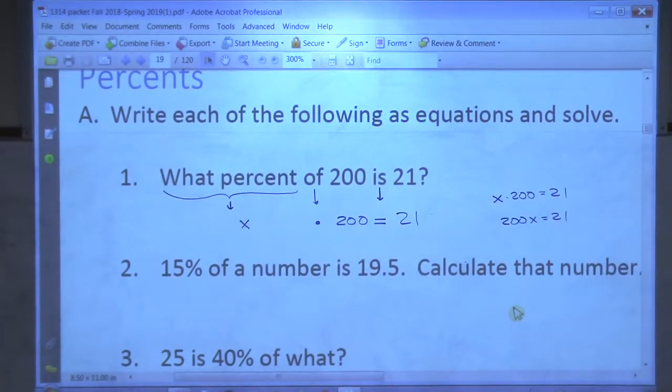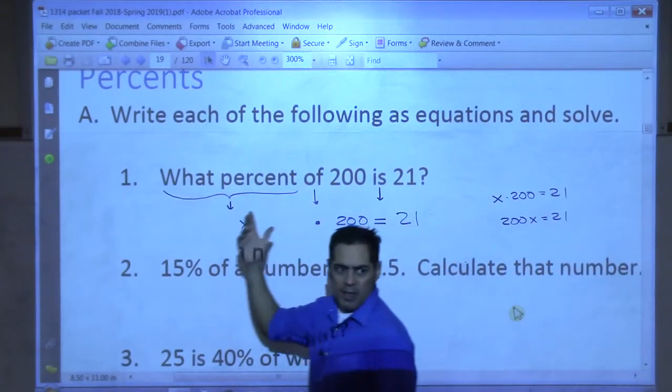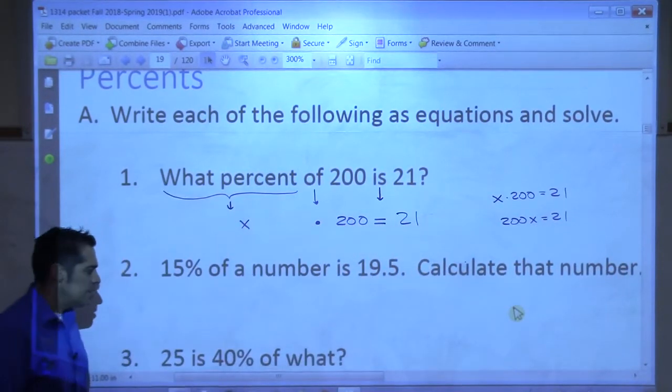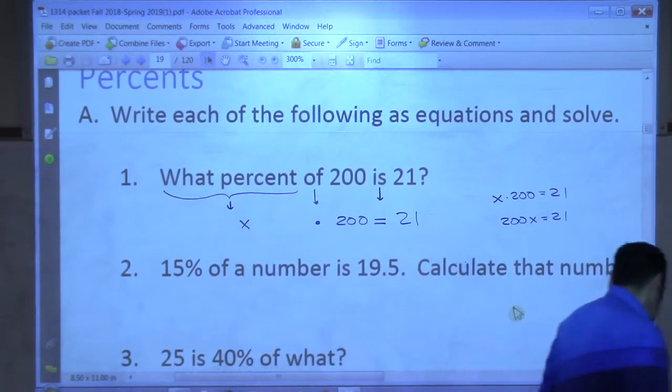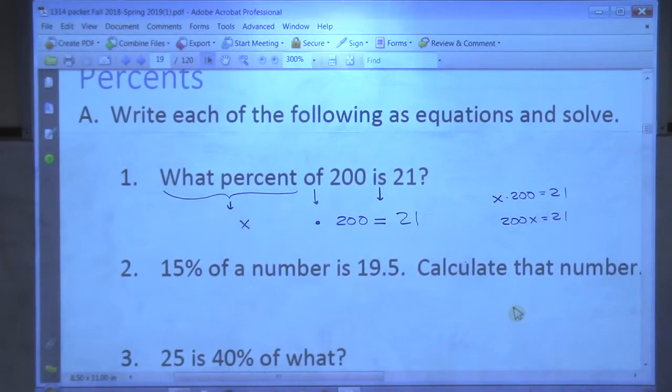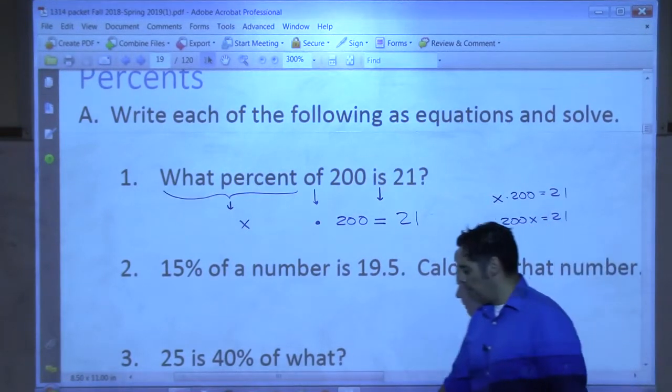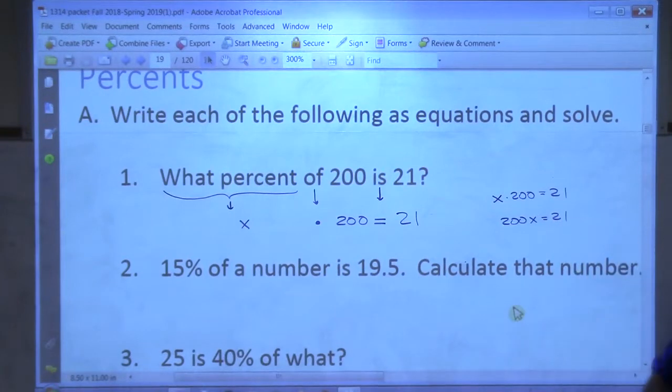Now solve that equation. This is a little linear equation. We already have done a section on this. So how would you solve for X? Uriel? Where's Uriel? Uriel, yes. How would you solve for X here, Uriel?